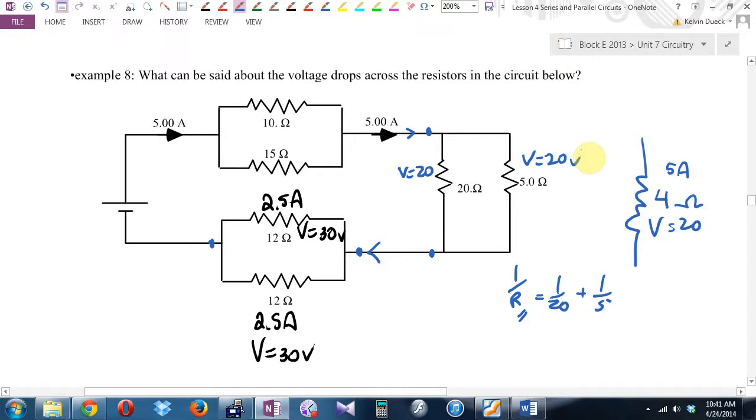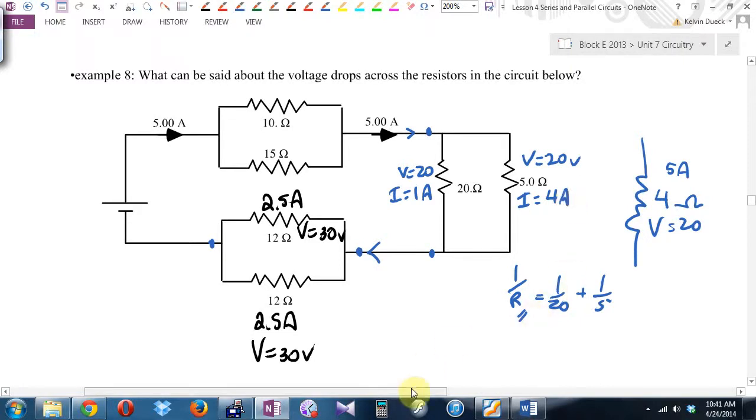I replaced those two with the mathematical equivalent. I knew the current going through them. Now, do I know 2 things? I know 3 things. What's the current going through the left-hand resistor? 1 amp, right? V over R. What's the current going through the right-hand resistor? 4 amps.